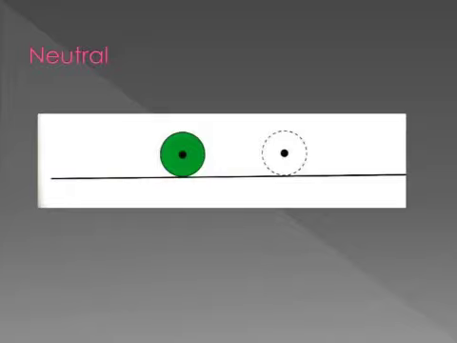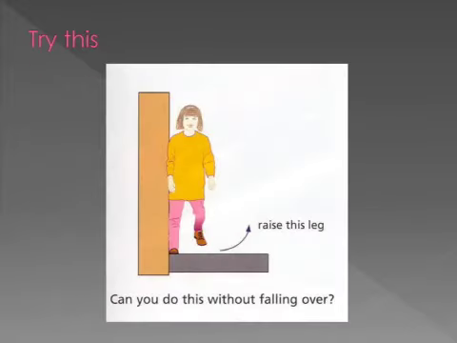This is a neutral state of equilibrium. This object here will retain its equilibrium in any position along this line here. You can try this yourself. See whether you can maintain your balance by pushing yourself hard against the wall with the outside foot lifted.